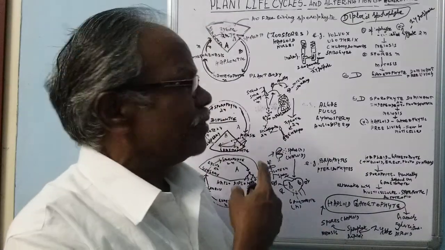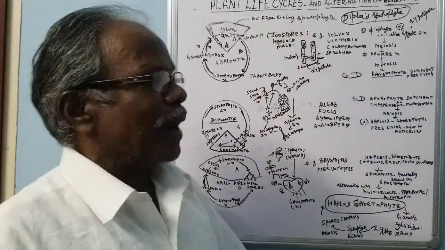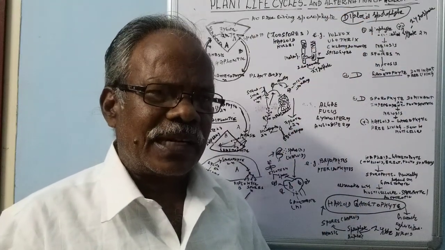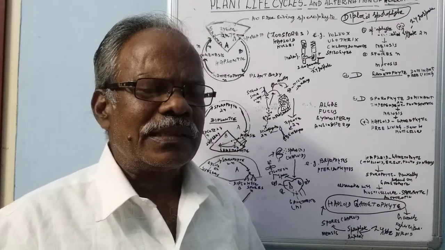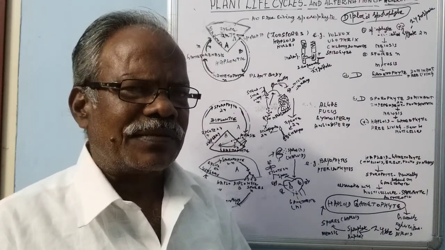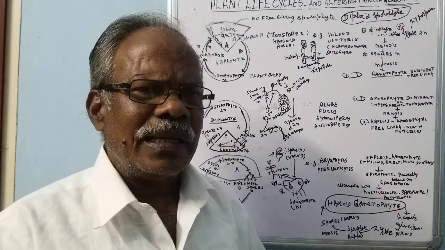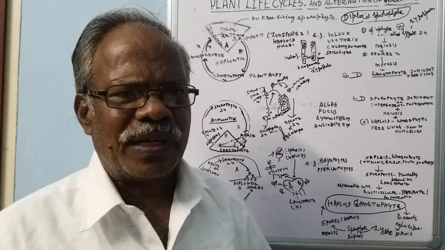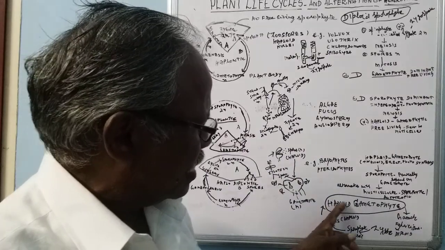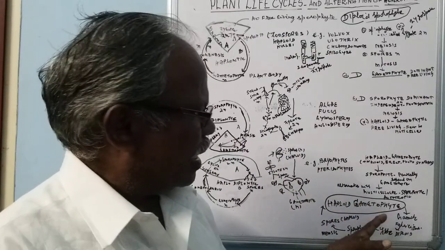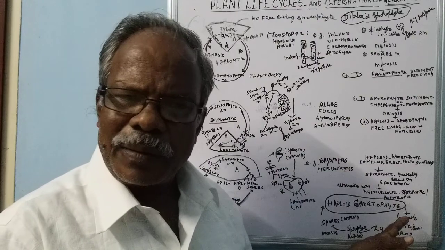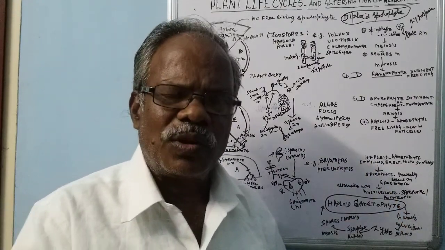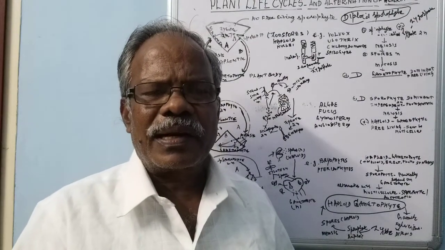Today in this video we are going to see about plant life cycle and the alternation of generation. Usually the plants adopt the alternation of generation, that is the haploid gametophyte and diploid sporophyte. So these things are quite possible in case of plant life cycle. And we should first of all know what is haploid and what is diploid.